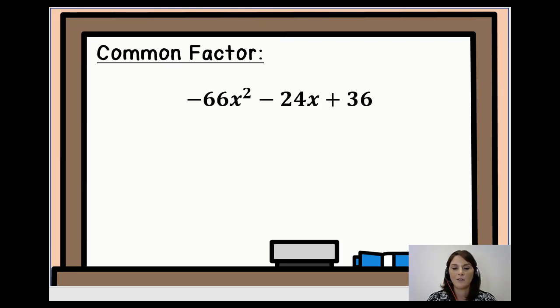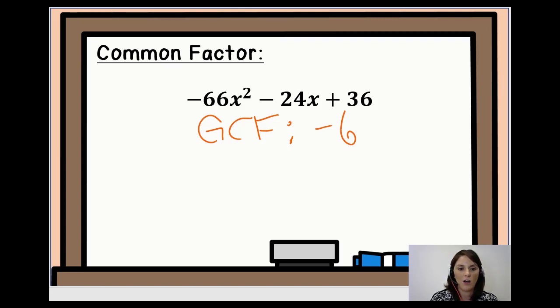All right, here's another example. Negative 66x squared minus 24x plus 36. Go ahead and see if you can find the common factor. Okay, did you figure out the GCF was -6? Great job. Okay, so let's go ahead and common factor. So -6 is going to be in front of the bracket, and then we're going to divide each term by -6 to get the result for inside the bracket. Go ahead, give it a try.